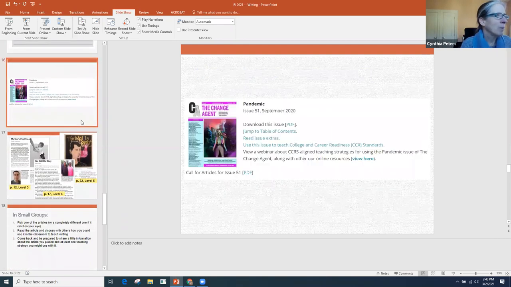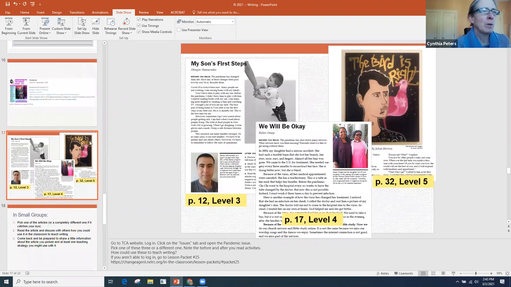Okay, and then the pandemic issue. I picked out three articles that I was hoping we could pay a little bit more attention to. And these are the three articles. And so what I was hoping was, if you can log into the change agent okay, then you should be able to get these no problem.